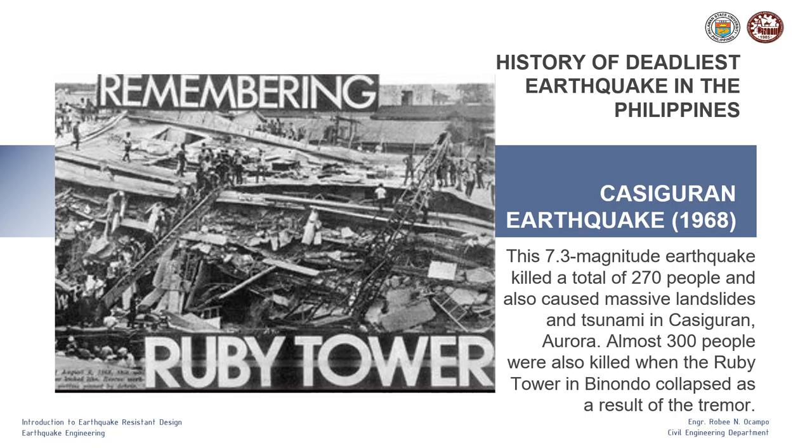So, let's go to the more luma. Okay, so let's go to the Casiguran earthquake in 1968. Okay, so the 7.3 magnitude earthquake killed a total of 270 people and also caused massive landslide and tsunami in Casiguran, Aurora. So, yung area na to, alam ko, Quezon na, part na siya ng Quezon province ngayon, no? So, this also killed 300 people nung nag-collapse yung Ruby Tower sa Binondo. So, this earthquake, no, not just greatly affected the areas of Aurora and Quezon, but it also affected the Metro Manila. Particularly in Binondo, kung saan nakatayo yung Ruby Tower, where 300 people were killed during the collapse of Ruby Tower.